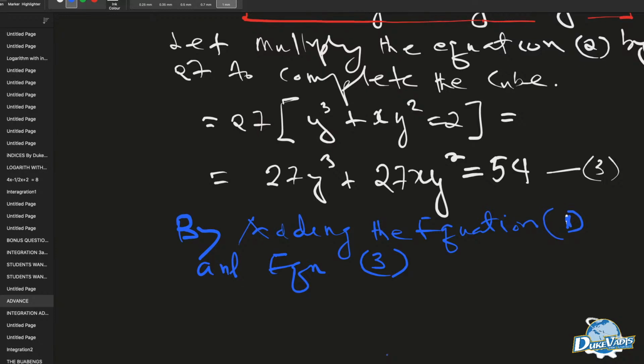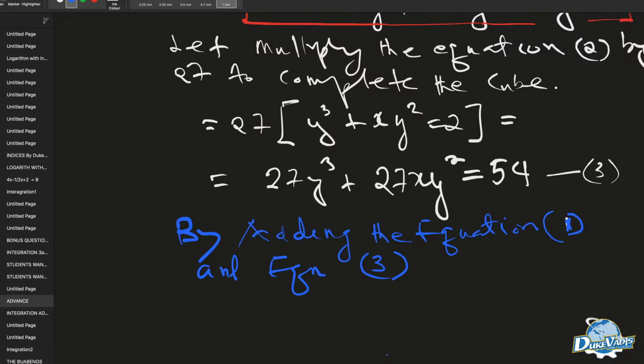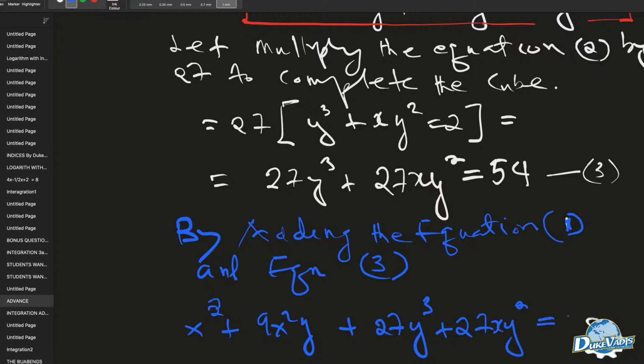Okay, so what are we going to get? We're going to get x cubed plus 9x squared y, plus 27y cubed plus 27xy squared, equal to 54 plus 10. Beautiful. So let me do something over here for us to have a look. You see, is it not beautiful?